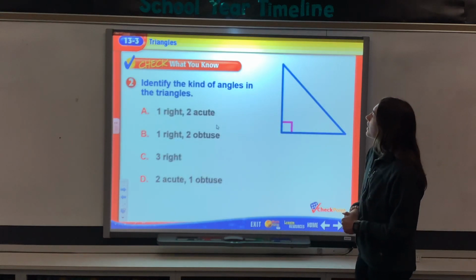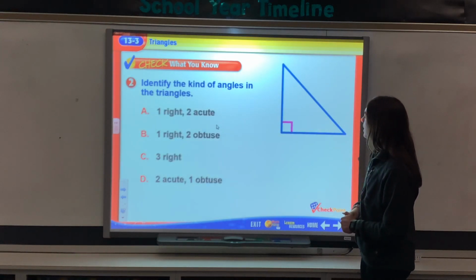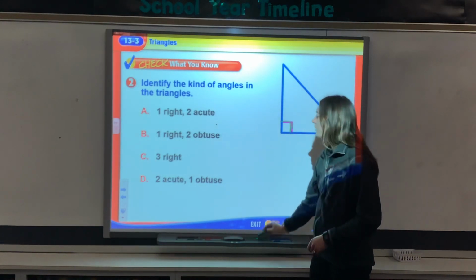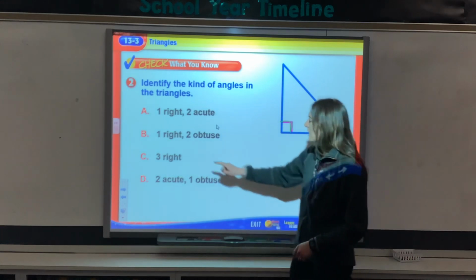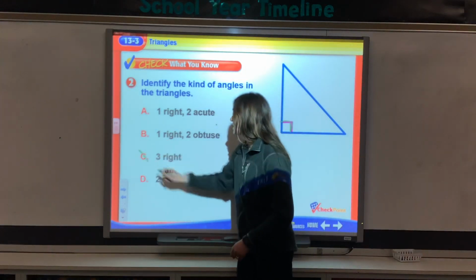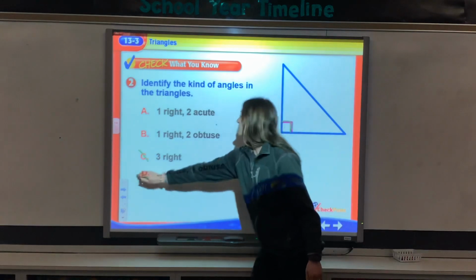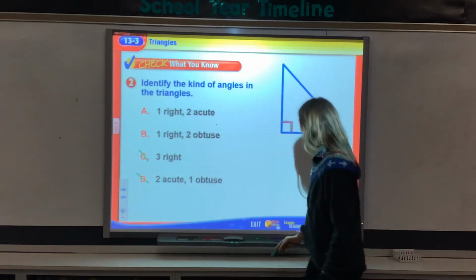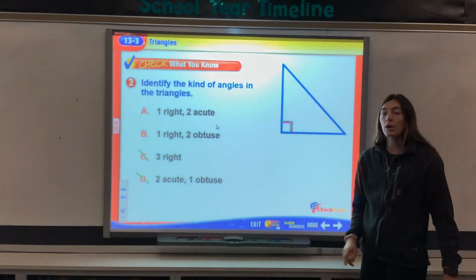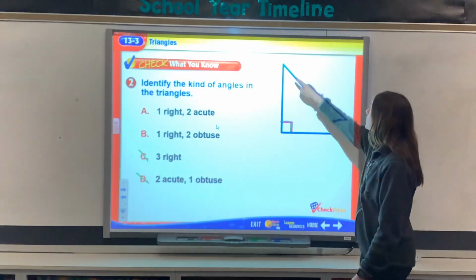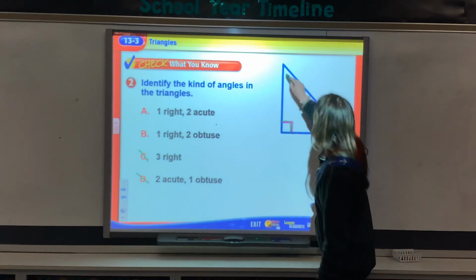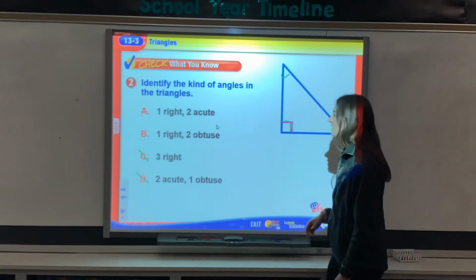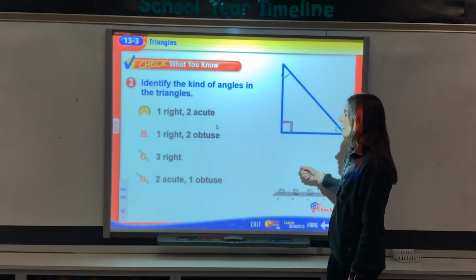All right, identify the kind of angles in the triangle. So here we have one right angle. So we can already take out C, 3 right. We can take out D, 2 acute, 1 obtuse. So we have one right, and we know if we have one right angle, the two other angles need to be acute. These two angles are acute. They are less than 90 degrees, so our answer is A.